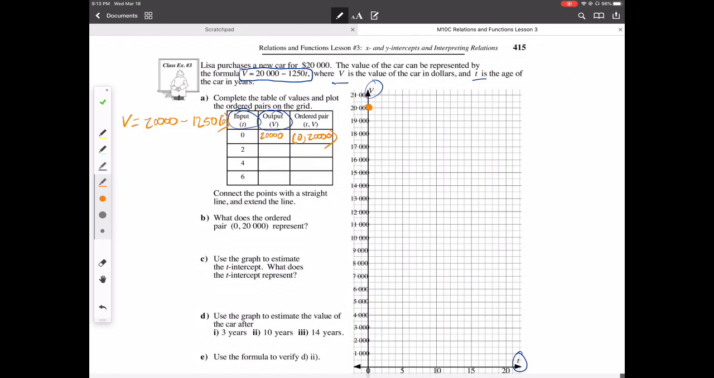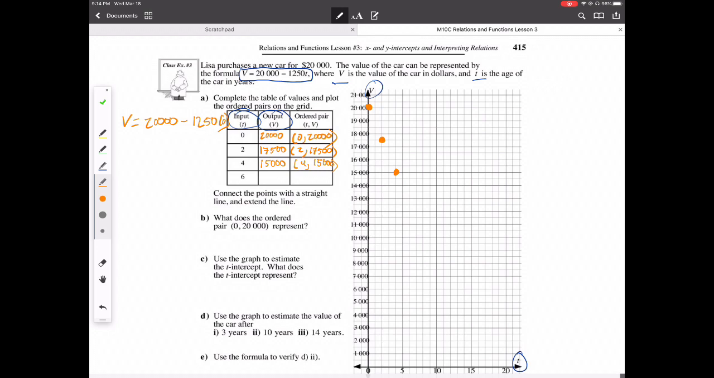When I go to the second point, I'm going to replace t with 2, and in this case, I'm going to get 17,500 when I put it in my calculator, or 2 and 17,500. And then I'm going to find that point. I go to 2, I go to 17,500, and I graph out this point here. Keep going. If I said that it's going to be 4, when I replace 4 where t is, I'm going to get 15,000, and I get 4 and 15,000. Graph that out, and we can already see this straight line forming.